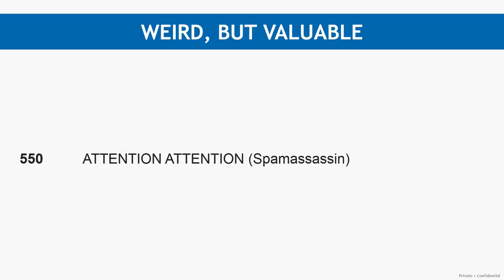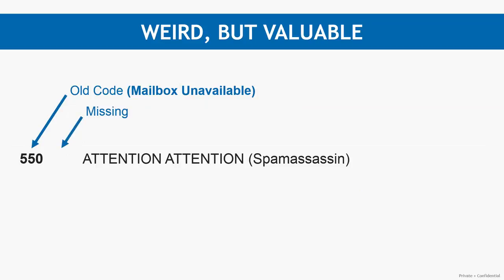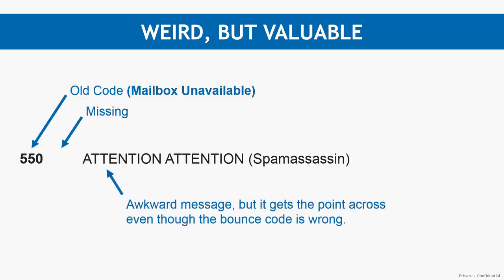So it's screaming, attention, SpamAssassin. It's kind of funny. You'll see the original code is there, which actually means mailbox unavailable. The new code is missing. And while the message is kind of awkward, it tells us quite a bit about what's happening, even though the error code is kind of wrong, or at least inaccurate. Understand that every ISP out there can put whatever text in these messages they want. And in many cases, it's really important to analyze this context because the error codes can often be wrong.